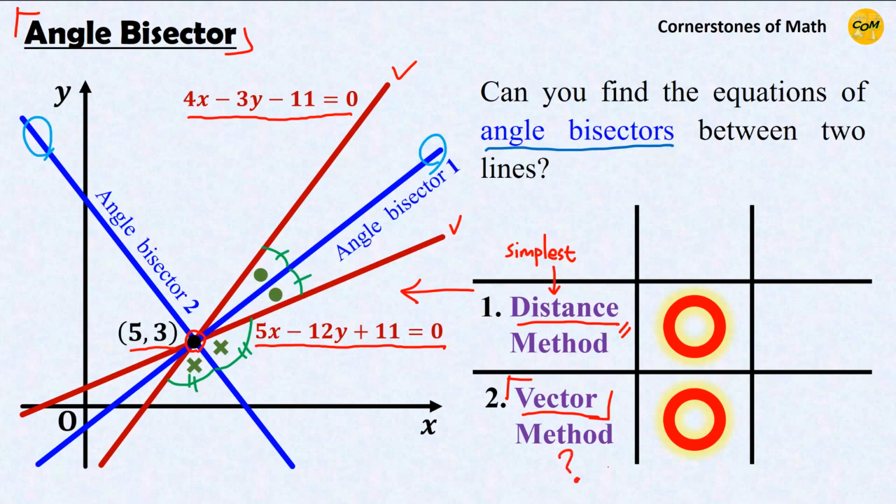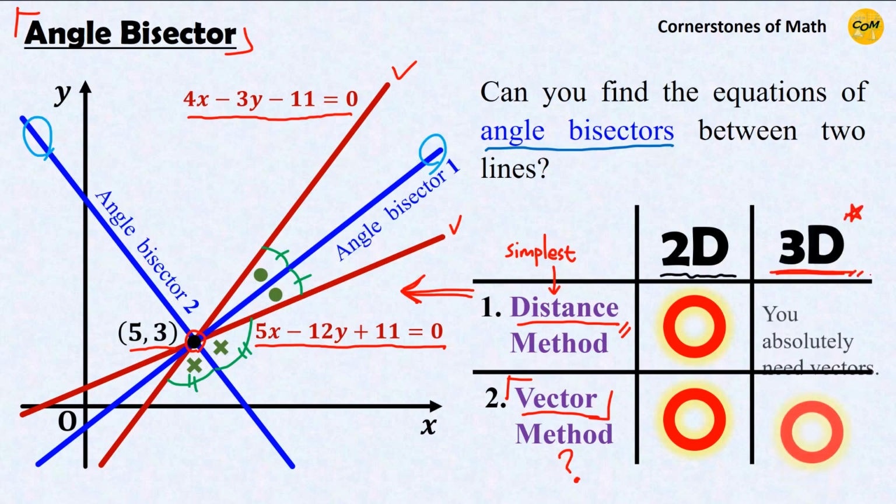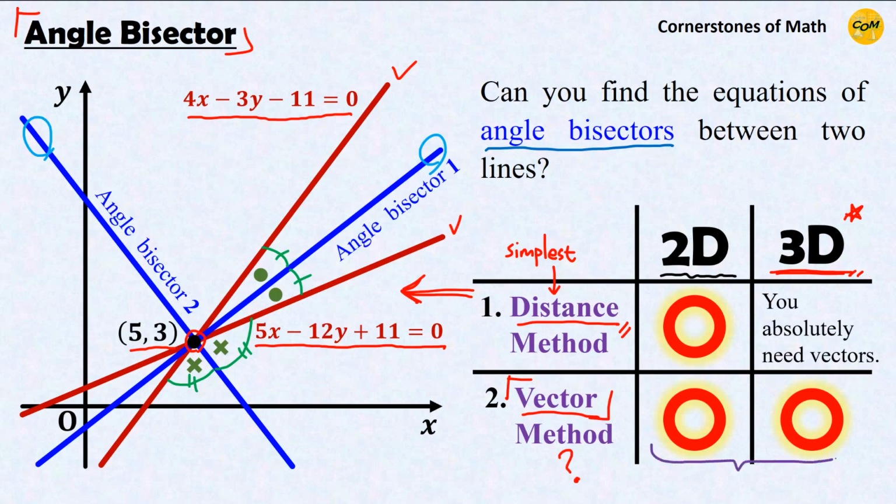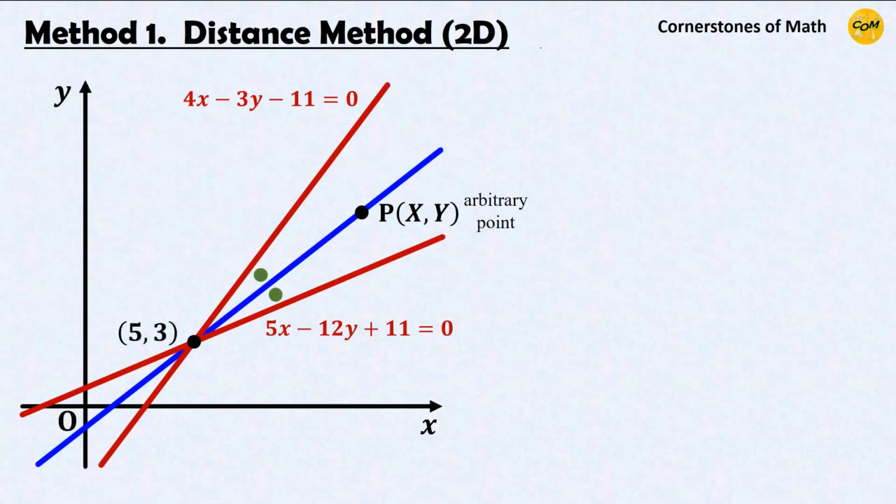Then why do we ever care about this second method? Well, this problem can be solved by two methods, but only because it is a two-dimensional problem. When it comes to 3D geometry, you absolutely need vectors to express directions and lines. So when you think of 2D and 3D together, this vector method actually becomes the more general method and thereby the overpowered method. But for now, let us take a look at the method that's powerful at least in 2D: the distance method.